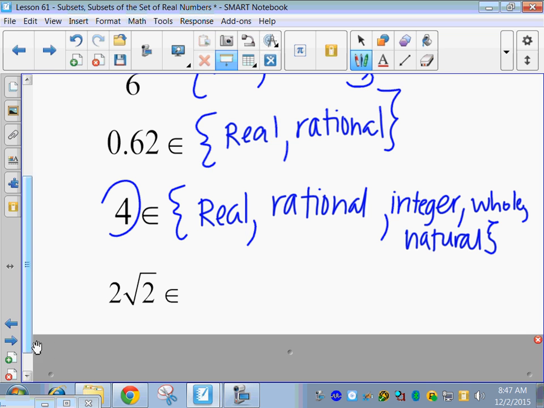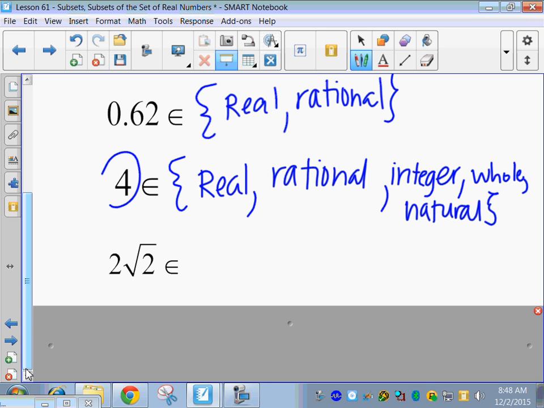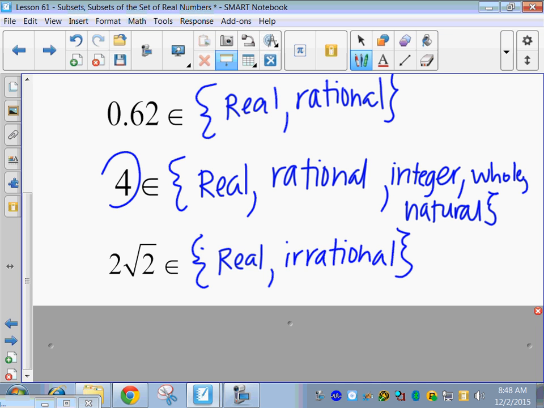Okay. 2 root 2 is an element of. Caleb, what's the first thing we always put? Real. And Nico, is it rational or irrational? Yes. This one is irrational because it has a weird square root that's not nice. Okay? If it was a square root of 9, that would be different.